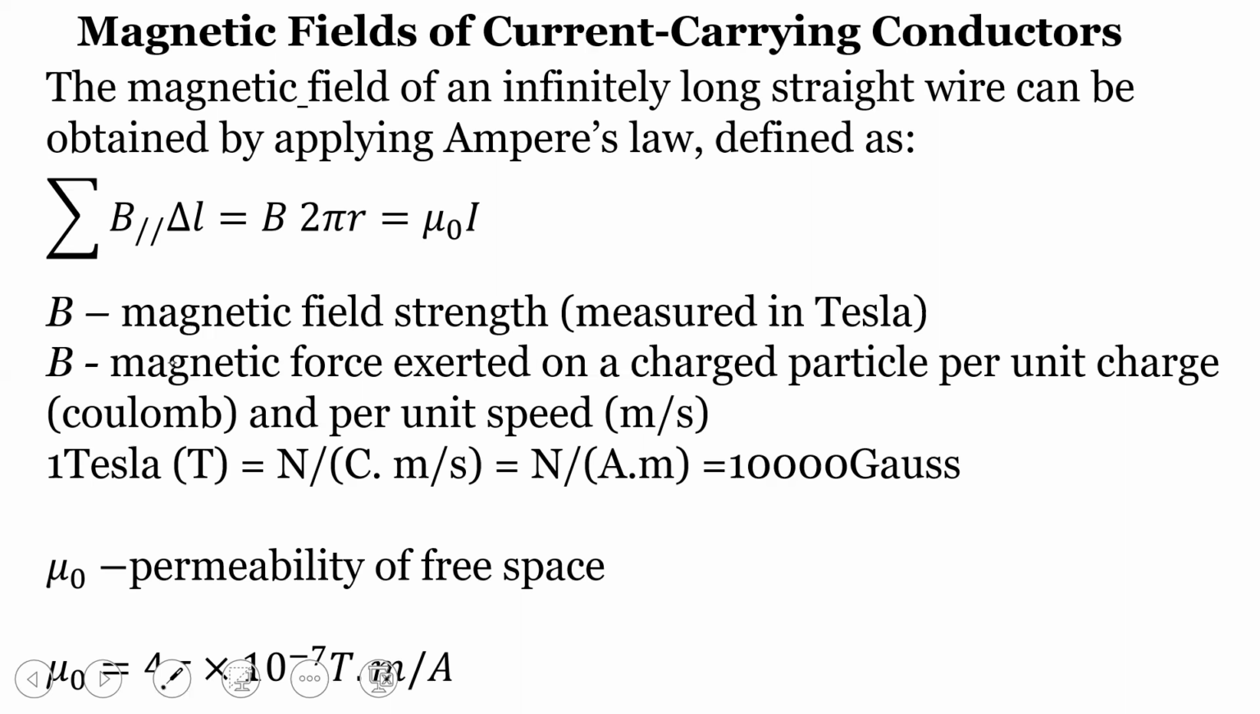But for this case, we are interested in the line, the length of the wire. That's why we have delta L here. So the summation of the products of the magnetic field strength and the length is also defined as B times, it's like the circumference of a circle, then we have mu naught I. Mu naught is the permeability of free space, and is defined as 4 pi times 10 to the minus 7 Tesla meter per ampere.